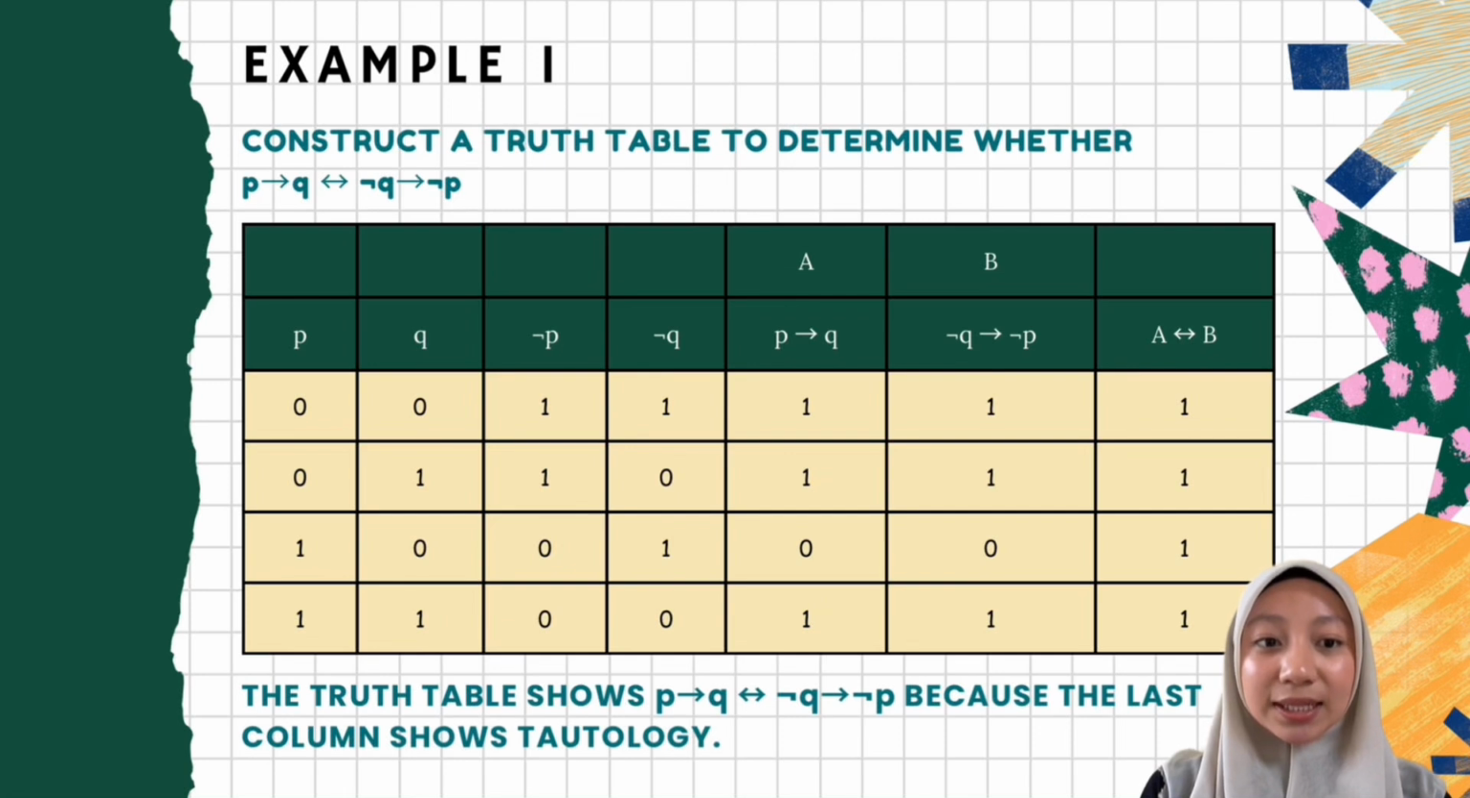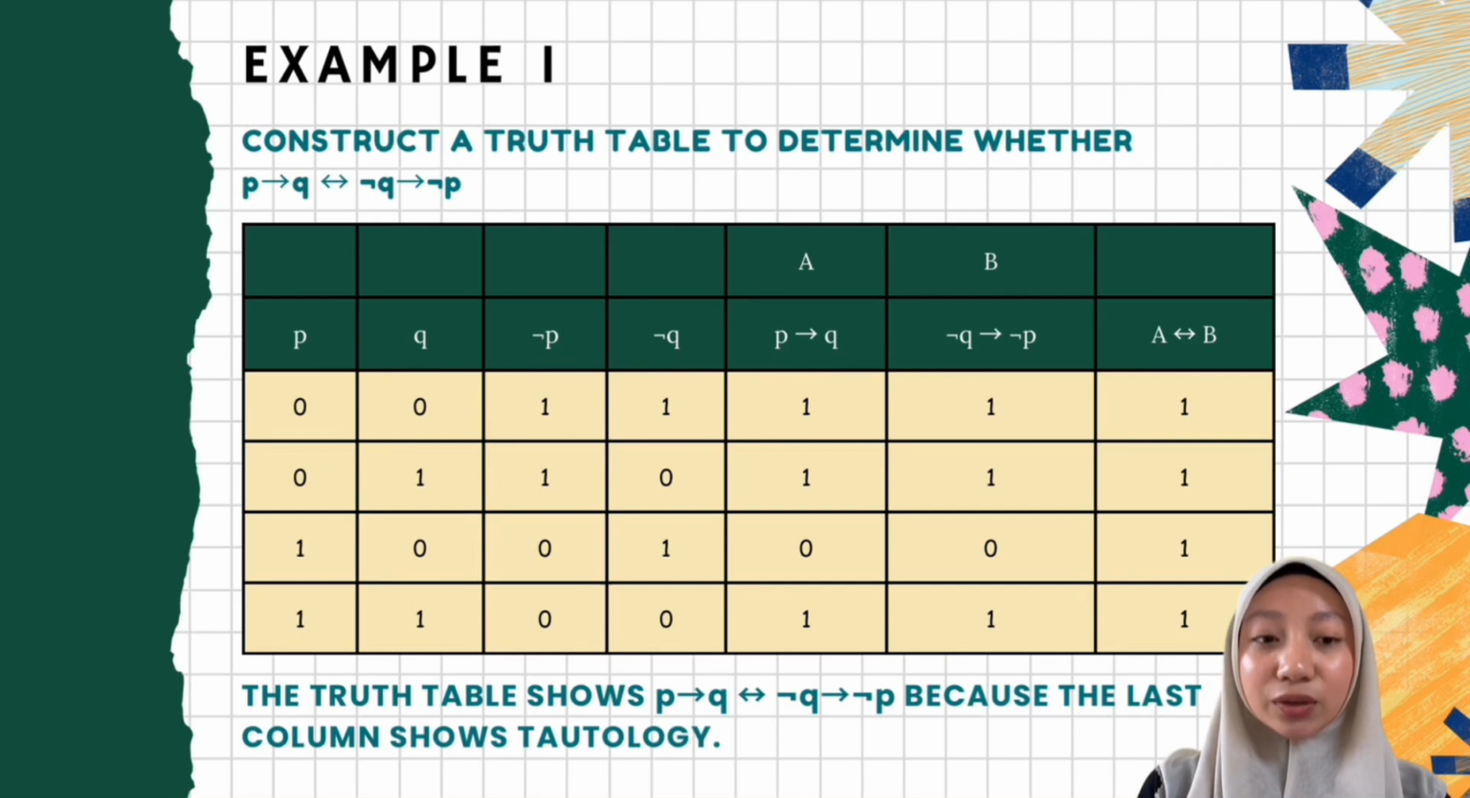Then insert the truth values for P and Q first. For P, the first and second rows are 0, while the third and fourth rows are 1. For Q, the first and third rows are 0, while the second and fourth rows are 1. Then put the truth values for not P and not Q. The truth values for not P and not Q must be the opposite of P and Q.